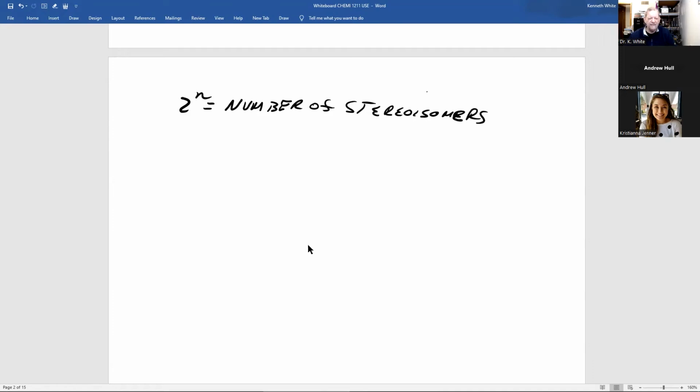there's a formula, 2^n equals the number of stereoisomers, and n equals the number of chiral carbons.